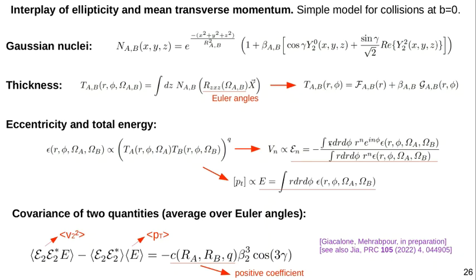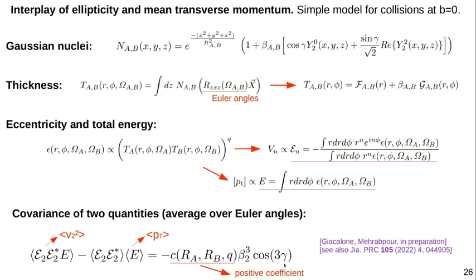Then we compute the eccentricity, but also some predictor for the mean pT. The total energy of the system actually works pretty well. Then you can compute the covariance of the Vn and the mean pT, so V2 squared and mean pT, like this. And this actually turns out to be proportional to beta 2 cubed.